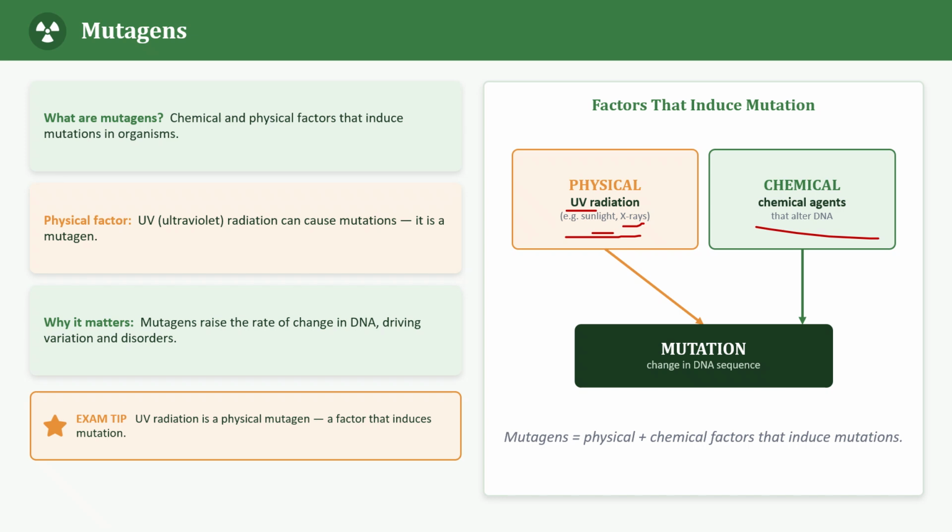Next are the chemical mutagens. Certain chemicals can also damage the DNA. They alter the DNA bases or interfere with DNA replication, and so produce mutations. The detailed mechanism is beyond the class 12 syllabus, but remember that chemical mutagens also induce mutations.